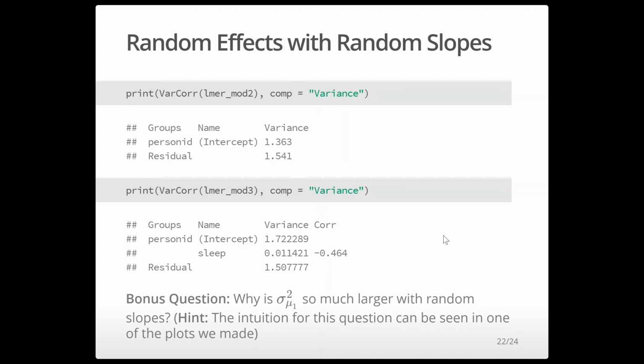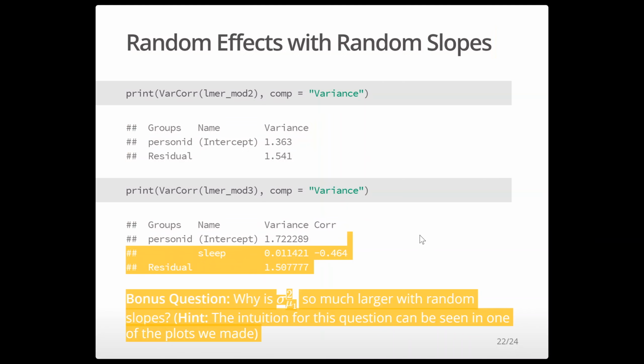So what we see here is that our sigma squared mu, our random intercept variance, has actually jumped up a little bit, but we have the random slopes, and we also get another parameter here, the correlation between the intercepts and slopes. And before moving on, here's a little bit of a tricky question for this point in the semester: why do you think this parameter, the random intercepts, is quite a bit larger in the random slopes model than in the random intercepts only model?